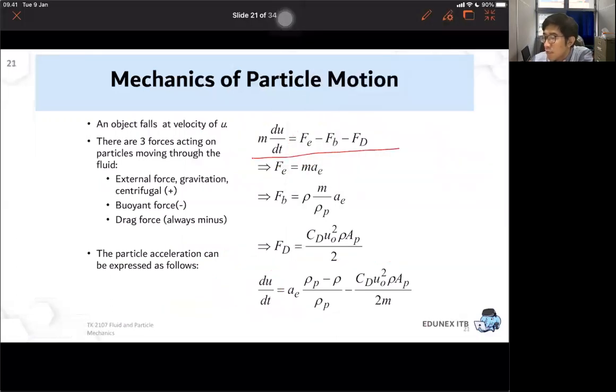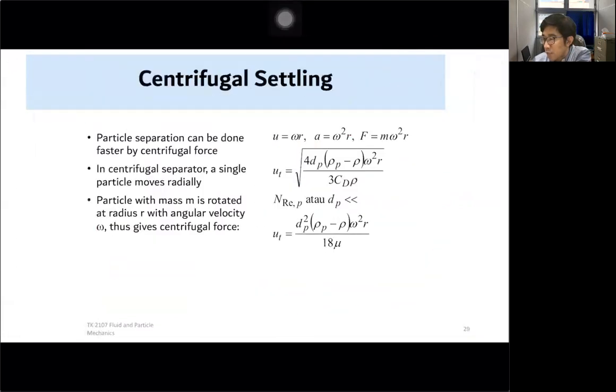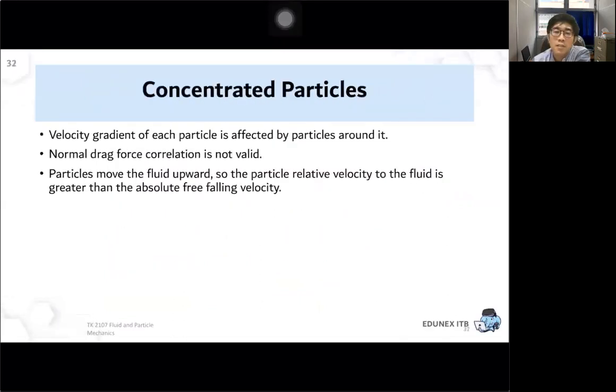Yeah. This one, we analyze a single particle. From this single particle, we can derive the three types of forces, right? FB and the drag force. How about if we are dealing with many particles, or what we call concentrated particles?